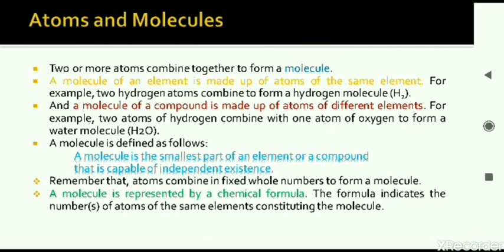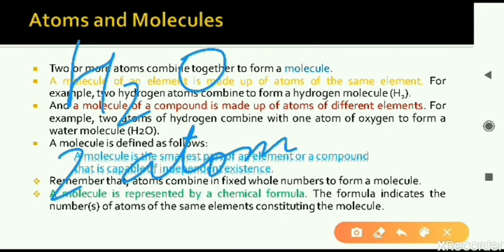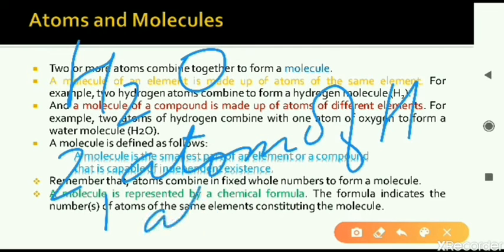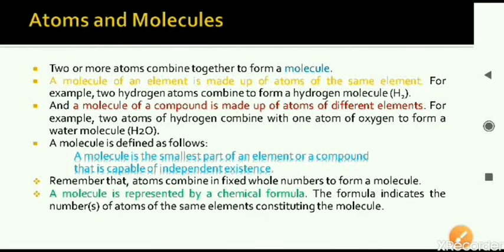And one more example we can take, H2O. After H, 2 is written, that means 2 atoms of hydrogen. After O, nothing is there. That means 1 atom of oxygen. So this is how the chemical formula tells us the number of atoms. It shows how many atoms are present of which particular element.